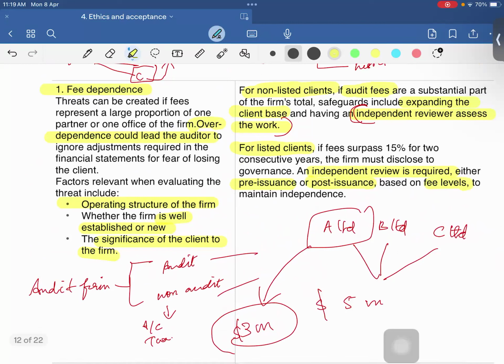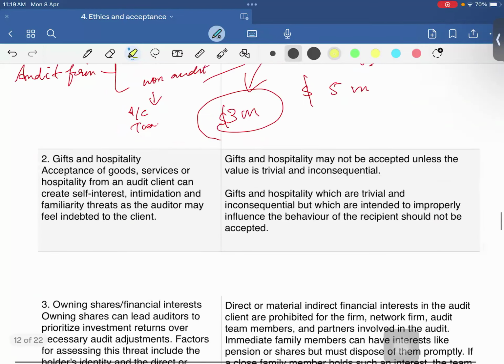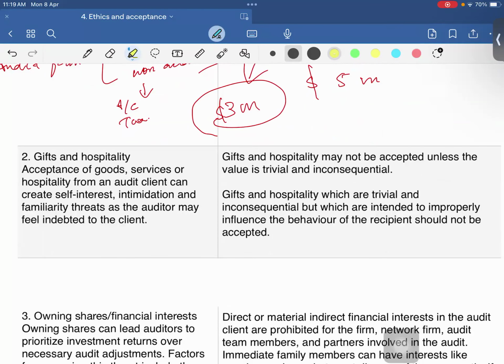What is fee dependency, and how does it affect our independence and objectivity? In the safeguards, we have divided into 2 groups, that is non-listed and listed clients. Non-listed would have a separate safeguard, and listed would have a separate safeguard. Next one, gifts and hospitality.